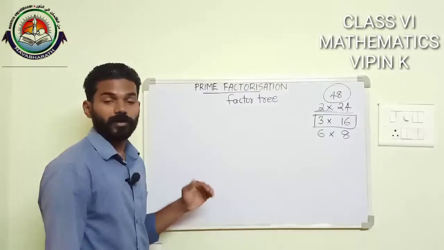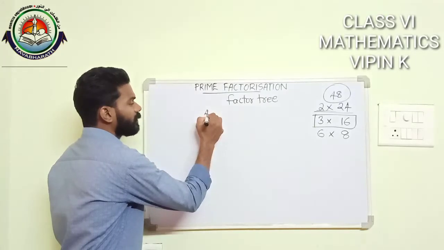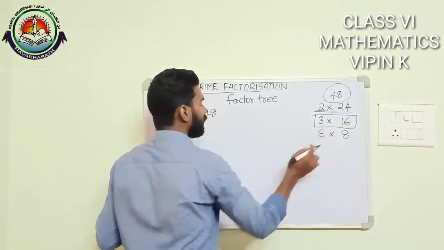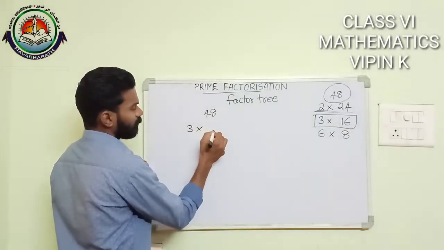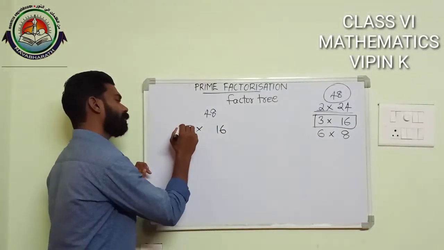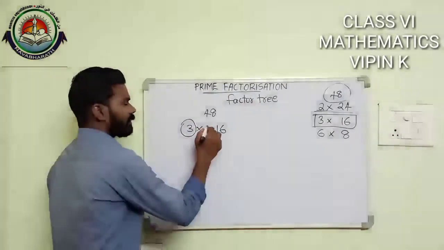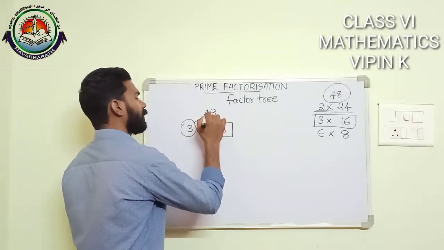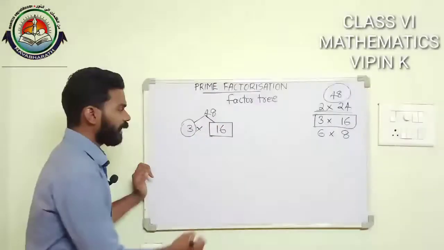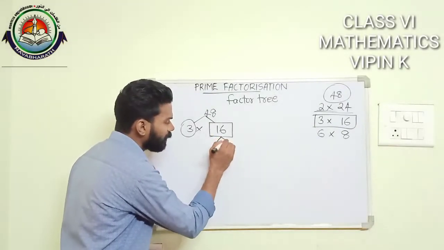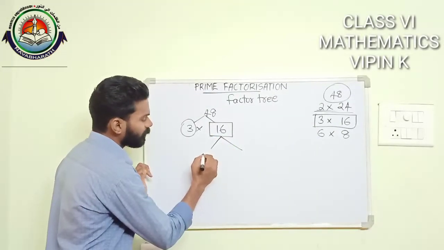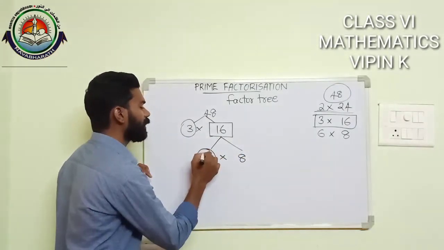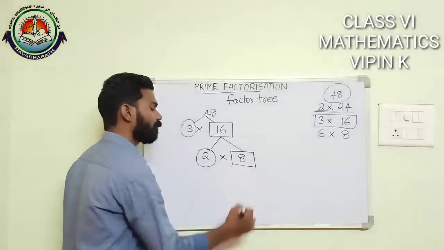Consider the number 48. First of all, we write it as 3 into 16. Now you know that 3 is a prime number, so it is rounded, and 16 is a composite number which has to be put in a rectangle. So 48 becomes 3 into 16. Again, this 16 can be factorized. It can be written as 2 into 8. And you know that 2 is a prime, 8 is a composite number.